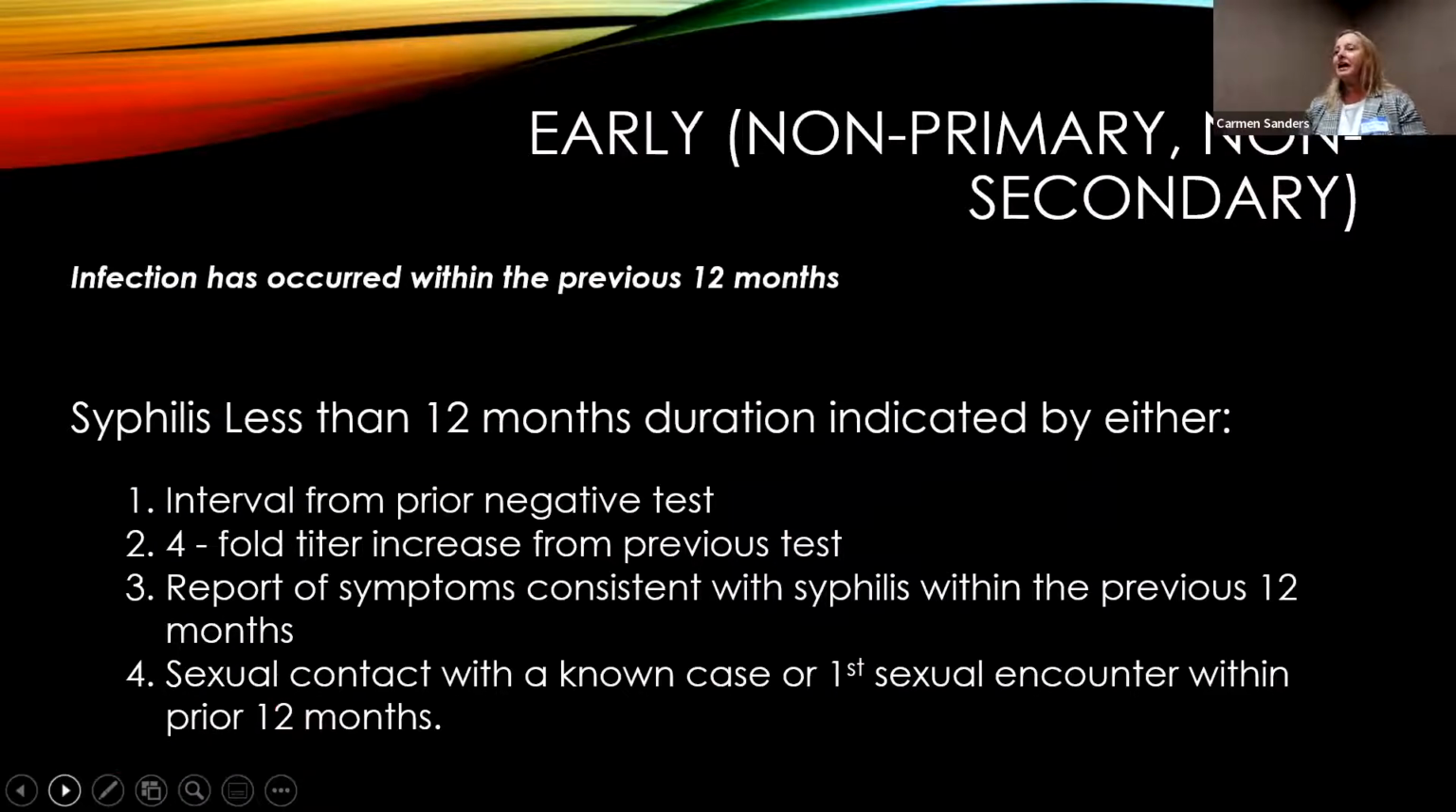Early syphilis, so it's non-primary, non-secondary. So this would be the stage of syphilis where you've had your chancre and that's resolved, and then you've gone through that secondary phase. So this can be anywhere from the end of that secondary phase to 12 months after exposure. And that's basically how we classify early non-primary, non-secondary syphilis.